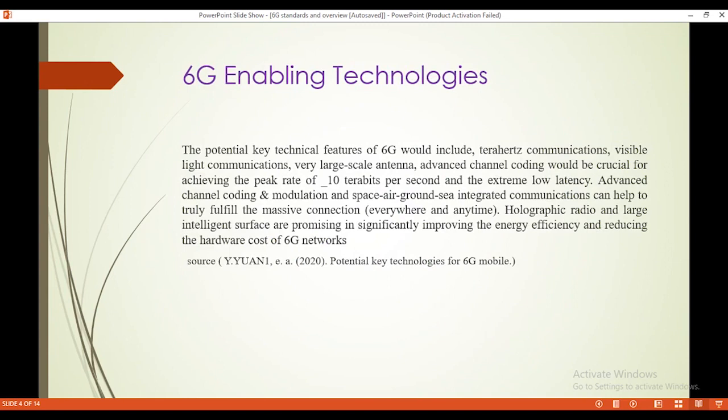In this slide, we talk about the enabling technologies of 6G. The potential key technical features of 6G will include terahertz communication, visible light communication, very large scale antenna, and advanced channel coding and modulation, which will be crucial for achieving the peak rate of 10 terabits per second and extreme low latency. Space-air-ground integration, holographic radio, and large intelligent surfaces are promising in significantly improving the energy efficiency and reducing the hardware cost of the network. We will talk about some of these enabling technologies separately.